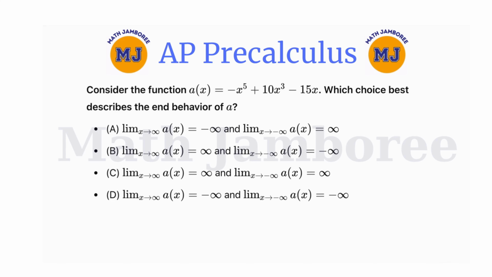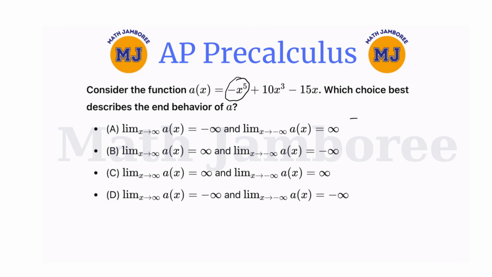So let's recall that the end behavior of a polynomial function is influenced primarily by the term with the highest degree, which in this case is negative x to the power of 5. Now, let's understand how the leading term, negative x to the power of 5, dictates the behavior as x approaches positive infinity and negative infinity.